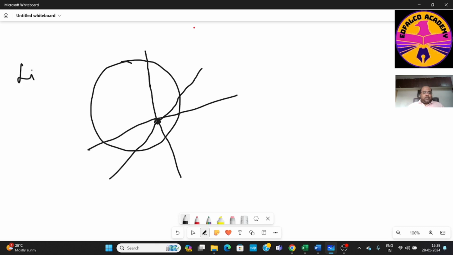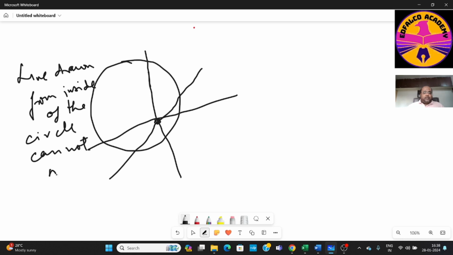So none of these lines are actually the tangents. What is the point that is coming out? A line drawn from inside of the circle cannot make a tangent line. It is clear from this picture. If you take a point inside and try to pass any line from inside of the circle, obviously those lines are not going to be tangent because according to the definition of the tangent, it should be touching the circle at one point. Here, what do we see? It will start cutting the circle at 2 points, which is not a tangent.